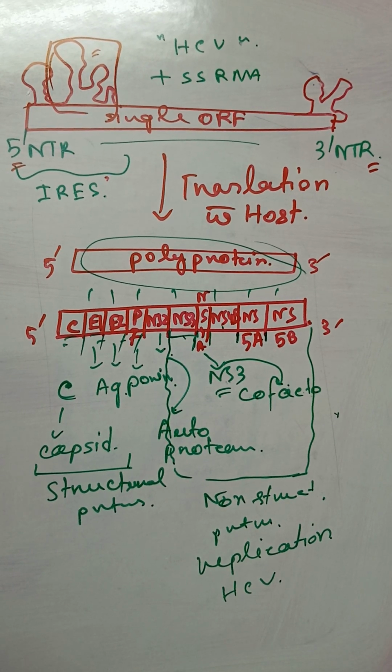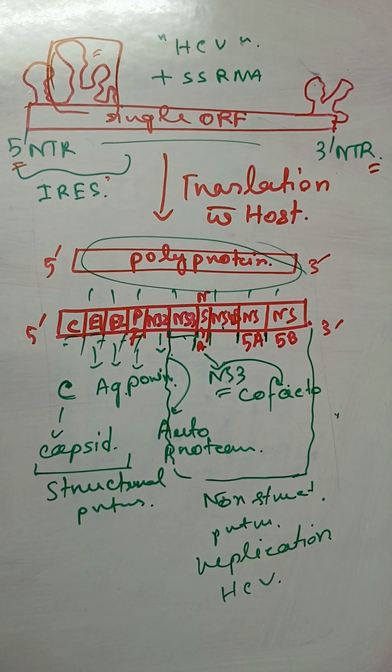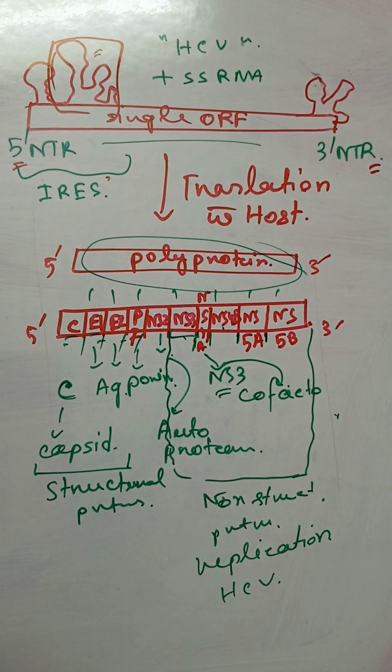So that NS3 along with its cofactor will now become activated and make other cleavages to make this polyprotein much more active, and further they will help in the replication cycle of the HCV inside the host cell. So this is it.